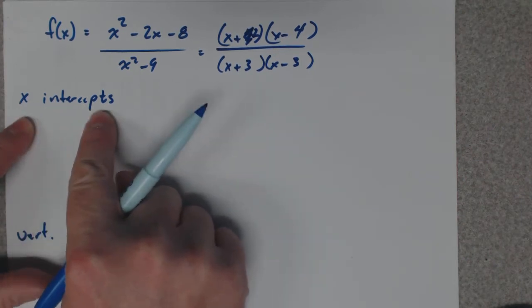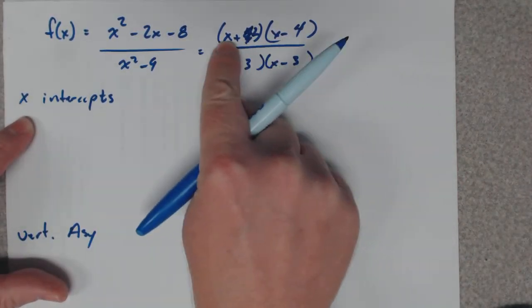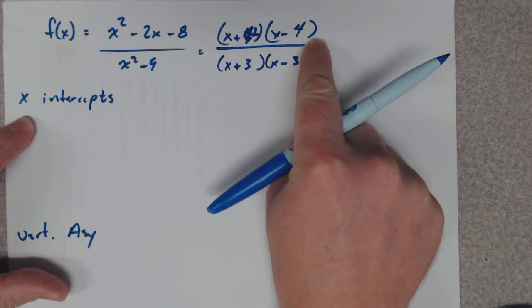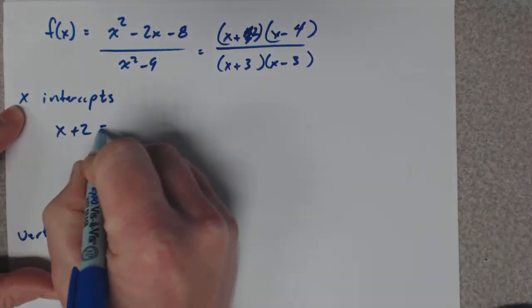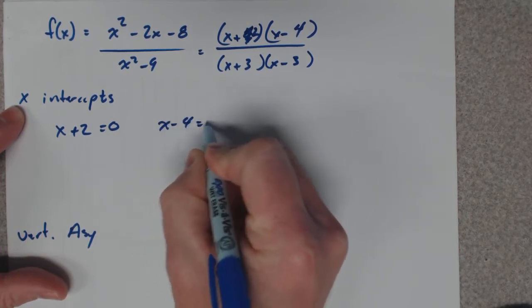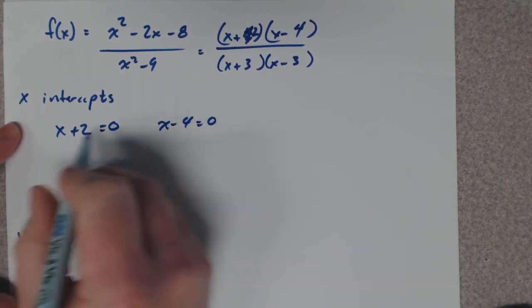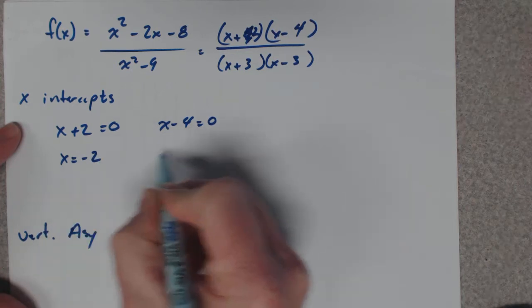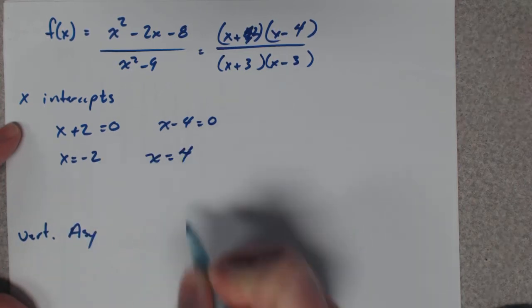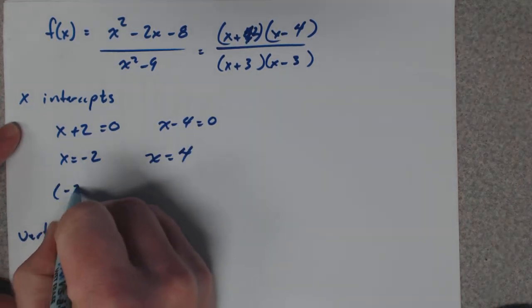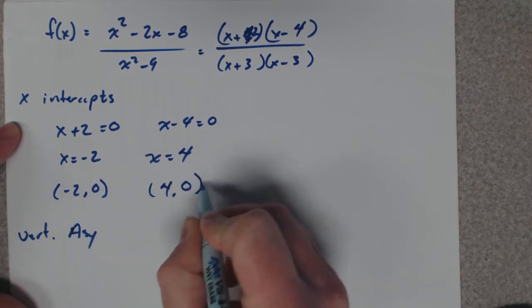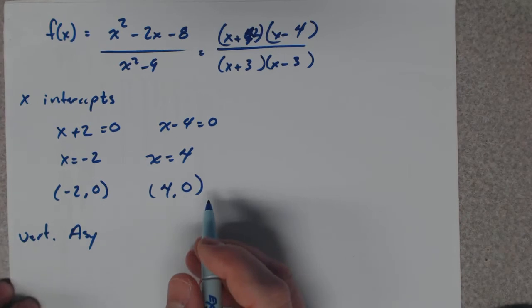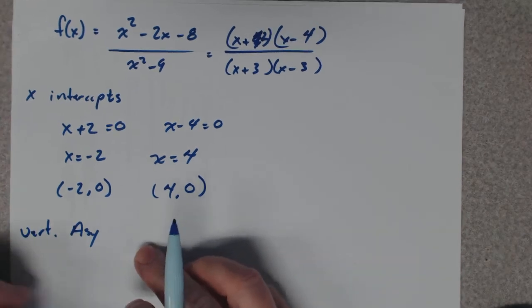To find the x-intercepts, you figure out where the numerator would give you 0. That's what you want to do for your x-intercepts. So x plus 2 equals 0, and x minus 4 equals 0. That's how you find the x-intercepts. So x equals negative 2, and x equals 4. So negative 2 comma 0, and 4 comma 0 are the x-intercepts. It's easy enough. You set the top equal to 0.